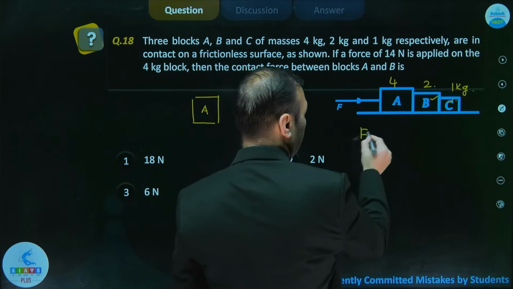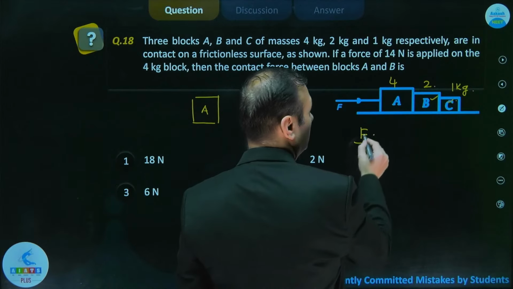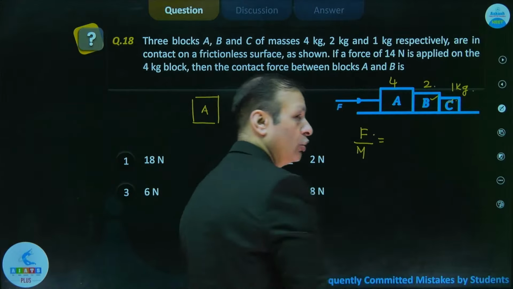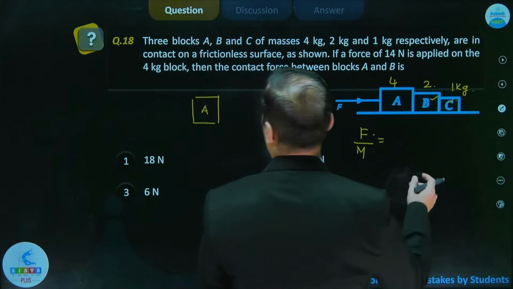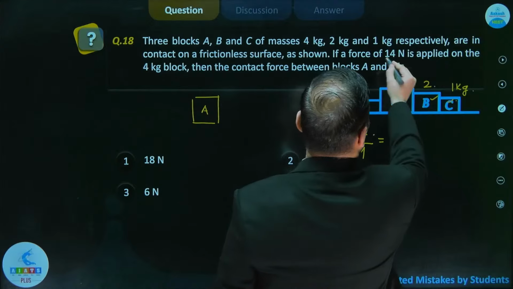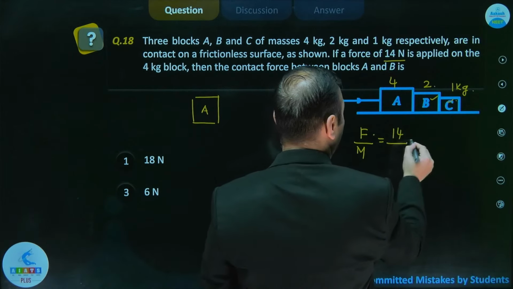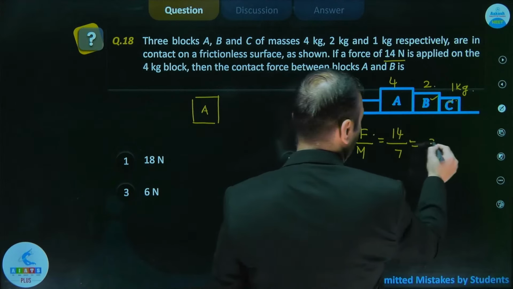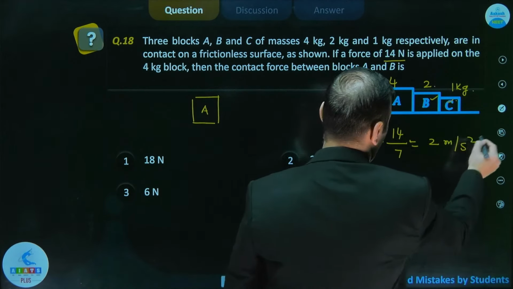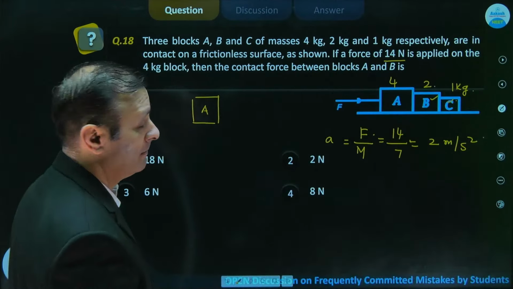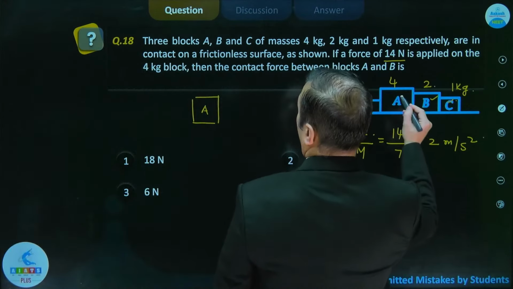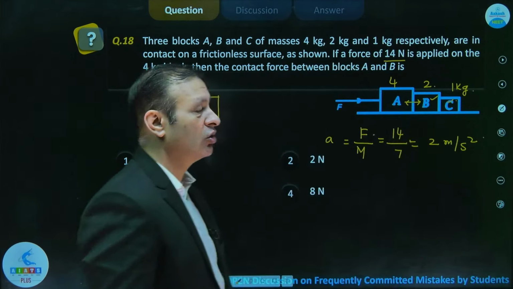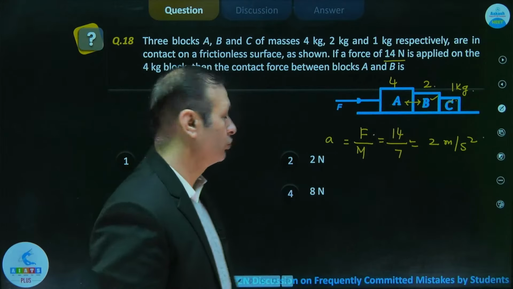So what is the acceleration? Acceleration is the applied force divided by the total mass of all the bodies combined together. So this is a force of 14 Newton and the combined mass of the system is 7. So acceleration is 2 meter per second square. But now we have to find out the contact force between blocks A and B. So this is the contact force. We are supposed to find it out.